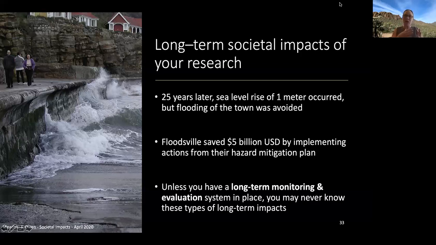But going back to the idea of those short and midterm indicators, you could feel a lot more confident that you really contributed towards this great long-term outcome because you have evidence of change in the short and medium term.